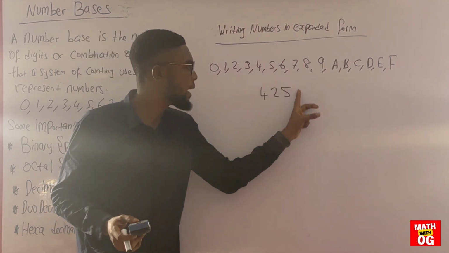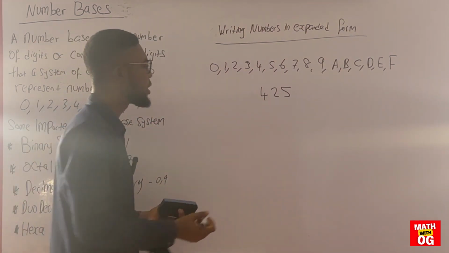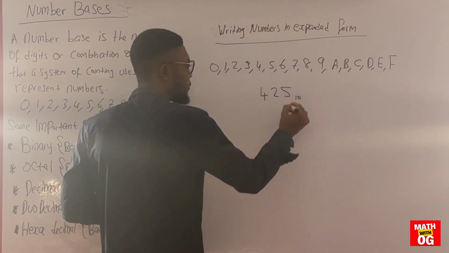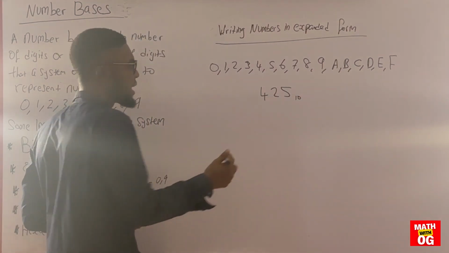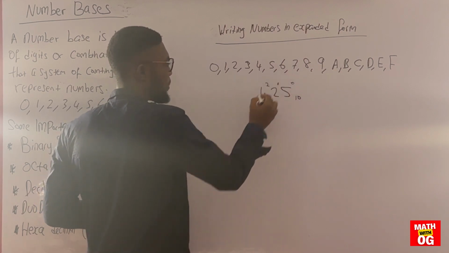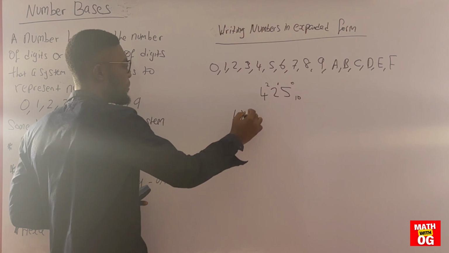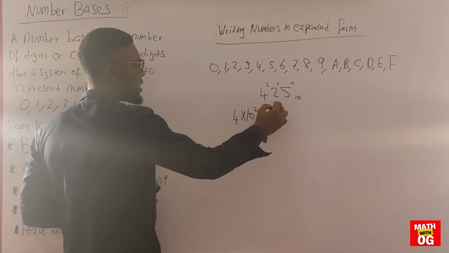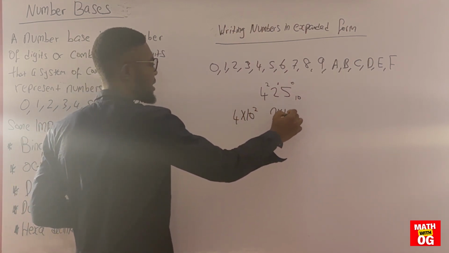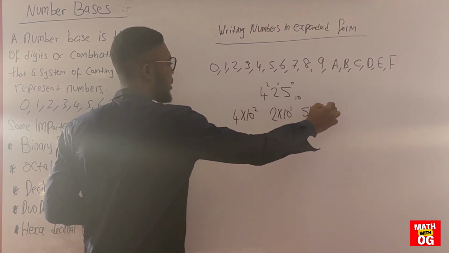But how do we come about this place value? Is by representing this guy in expanded form. Now I'm working with base 10. In the expanded form, we work with powers. So I can say this guy is having a power of 0, a power of 1, and a power of 2. So in expanded form, this becomes 4 multiplied by 10 raised to the power of 2. This becomes 2 multiplied by 10 raised to the power of 1. And this is 5 multiplied by 10 raised to the power of 0.